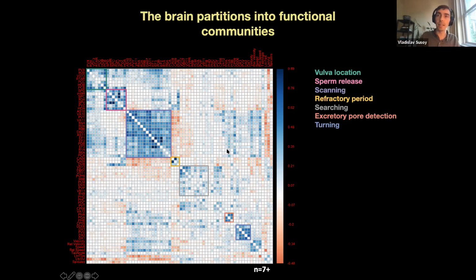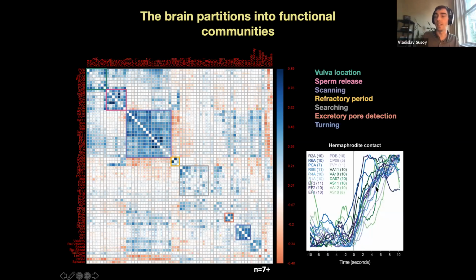And these groups roughly correspond to the main motifs of the mating behavior, such as turning here. So that's where PVV is, the behavior that I just explained. And the largest cluster here is neurons associated with scanning. These neurons involve sensory neurons, interneurons, and motor neurons, and they all become active when the male contacts the hermaphrodite.